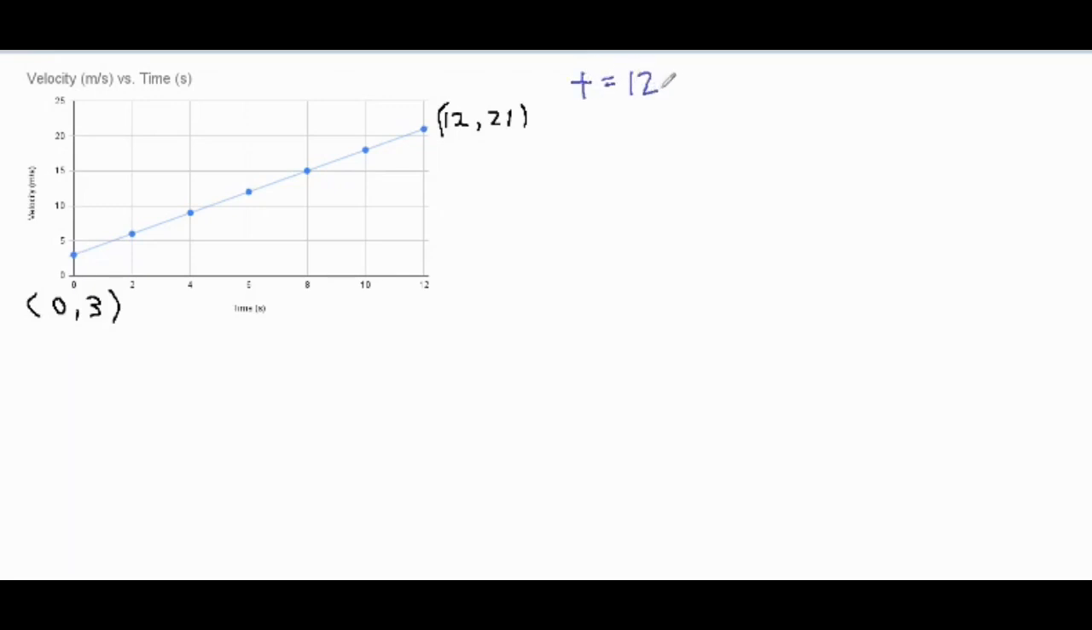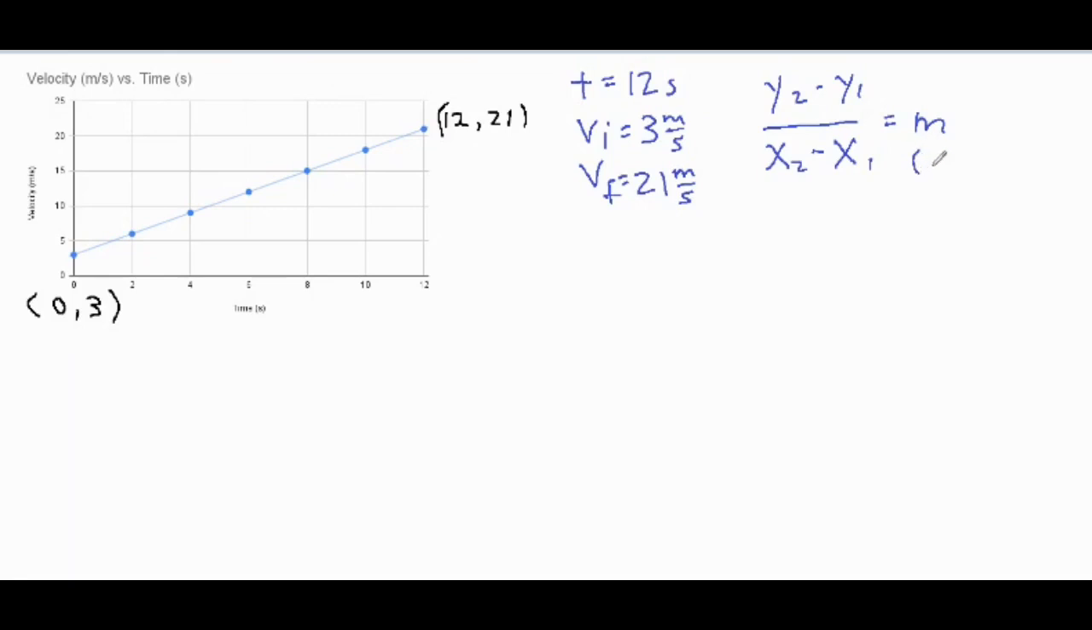I have a total time of 12 seconds. I have an initial velocity of 3 meters per second because of my y-intercept. And I have a final velocity of 21 meters per second as well. Now, the first thing I'm going to do is use a graphical method and then solve for the acceleration. So if I'm taking a look at a velocity versus time graph, the way I would do that is find the slope of the line. And I'm going to go ahead and use my y2 minus y1 over x2 minus x1. And that's going to give me my slope, which is my acceleration.